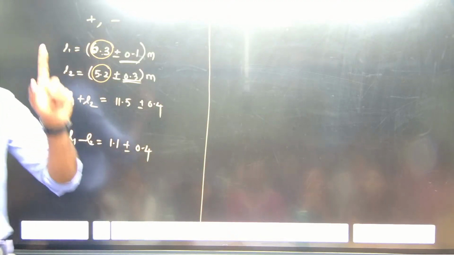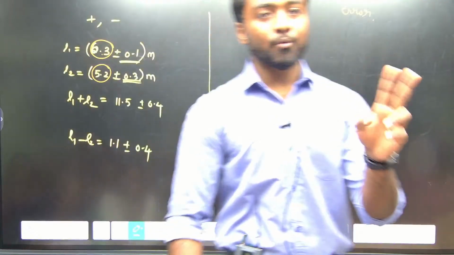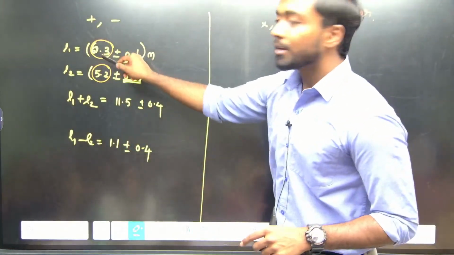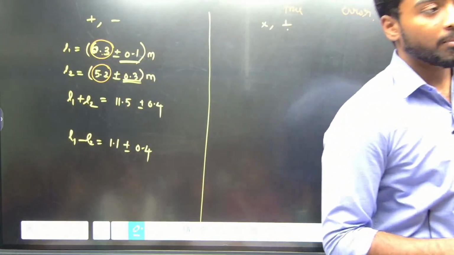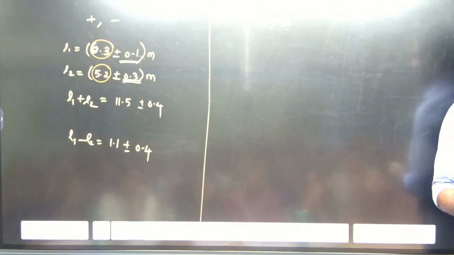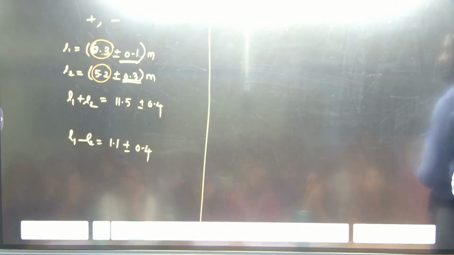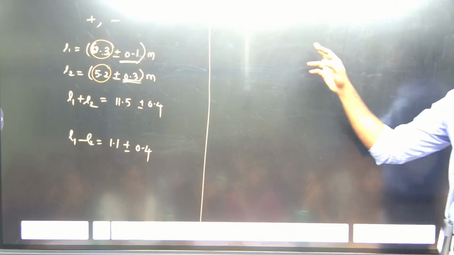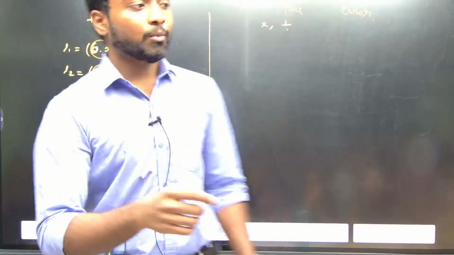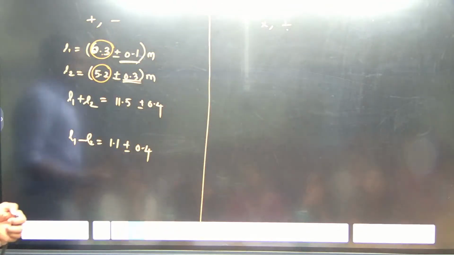Errors we should always add, but the L1, L2 values are there, these values. Should I add it or subtract it? It depends upon the given question. Any doubts in the addition and subtraction? Any doubts? But when we talk about multiplication or division, it's quite the opposite. There is a difference here.